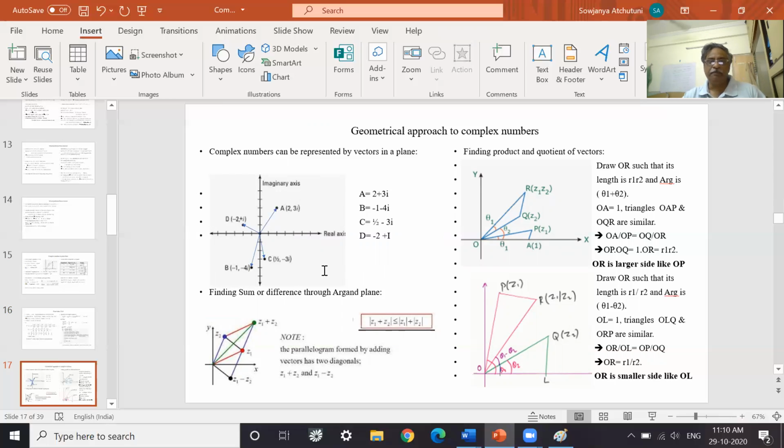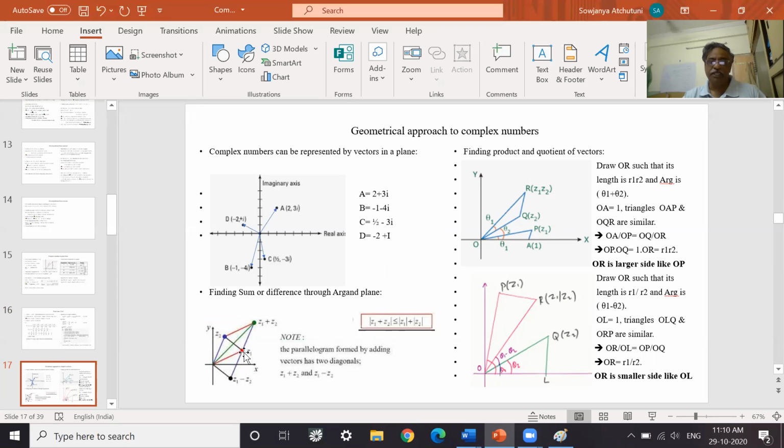So let us see addition of two vectors. Suppose I want to add z1 plus z2. What will I do? It is a vector addition. I take z1 onto z2. So the starting point of z1 is taken to the starting point of z2, and parallel to this, the same length. I put z1 plus z2, and this is my resultant.